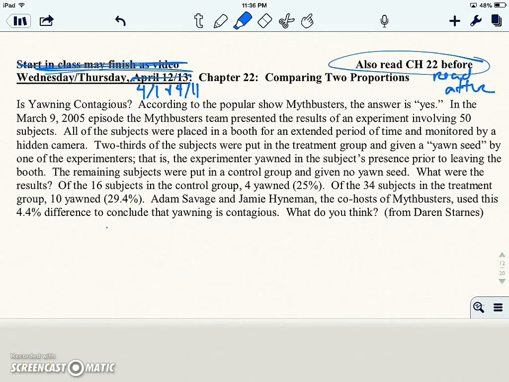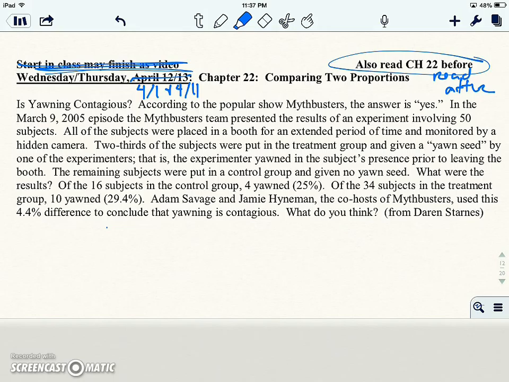Comparing two proportions, in-class portion of the notes. Is yawning contagious? According to the popular show Mythbusters, the answer is yes. In the March 9, 2005 episode, the Mythbusters team presented the results of an experiment involving 50 subjects.